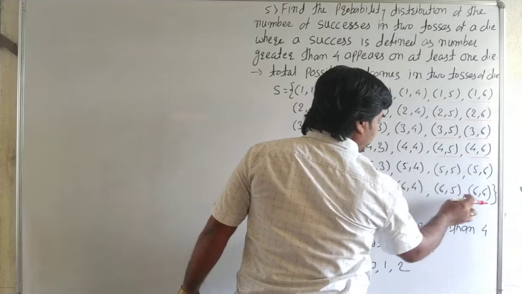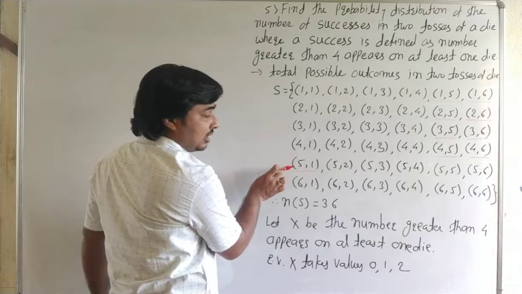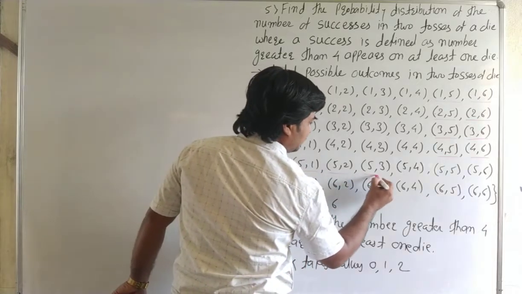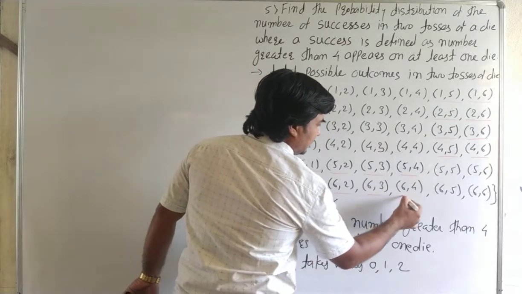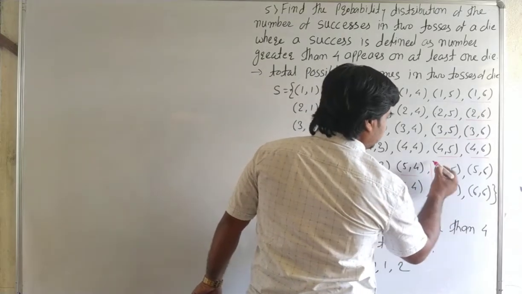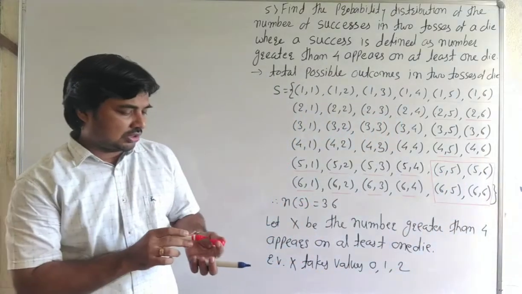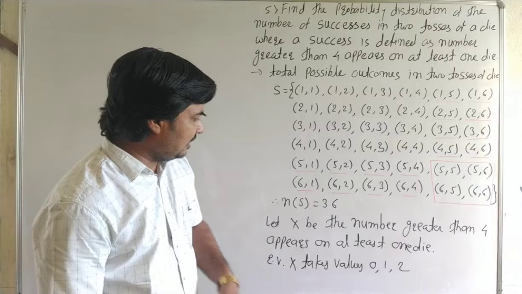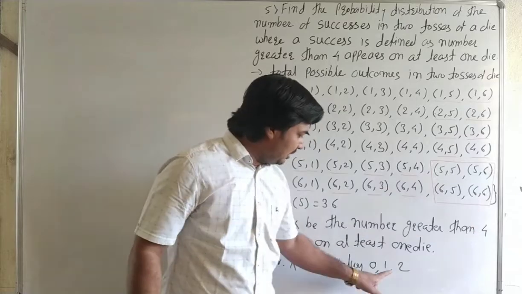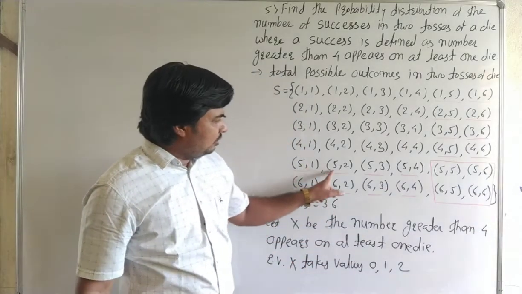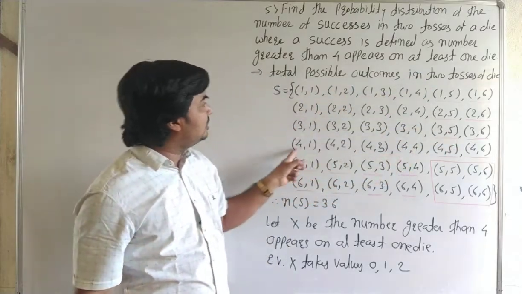But this is 2, 2, 2. Again here at least one die shows a number greater than 4. These are the two numbers. And these 4 outcomes show two numbers greater than 4. That means when x is equal to 2, the number of outcomes is 4. When x is equal to 1, it is 1, 2, 3, 4, 8 and these 8 make 16, and the remaining, for 0, are also 16.